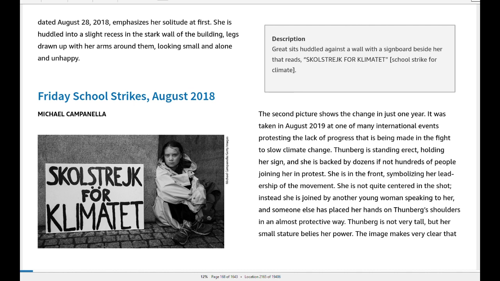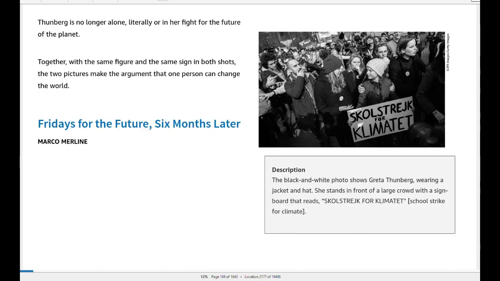She is not quite centered in the shot. Instead, she is joined by another young woman speaking to her, and someone else has placed her hands on Thunberg's shoulders in an almost protective way. Thunberg is not very tall, but her small stature belies her power. The image makes very clear that Thunberg is no longer alone, literally or in her fight for the future of the planet. Together, with the same figure and the same sign in both shots, the two pictures make an argument that one person can change the world.